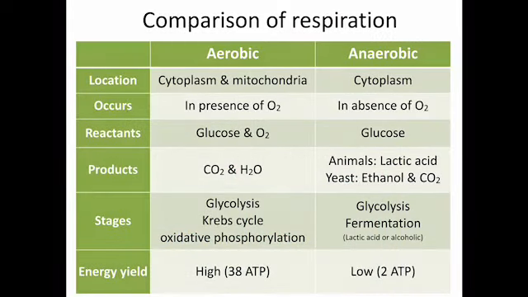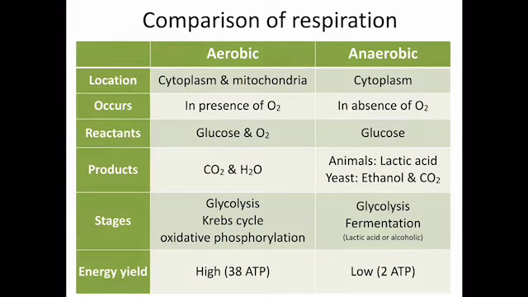Compare aerobic and anaerobic respiration. So let's just sum up what we've done across these 2 videos. Firstly, aerobic respiration takes place in both the cytoplasm, which is glycolysis, as well as in the mitochondria, the Krebs cycle and oxidative phosphorylation. Anaerobic respiration only occurs in the cytoplasm because glycolysis is the only process that occurs that is similar. Fermentation also takes place in the cytoplasm. Aerobic respiration will only occur in the presence of oxygen, while anaerobic respiration generally occurs in the absence of oxygen, the exception being your yeasts, which will do anaerobic respiration even if oxygen is present.